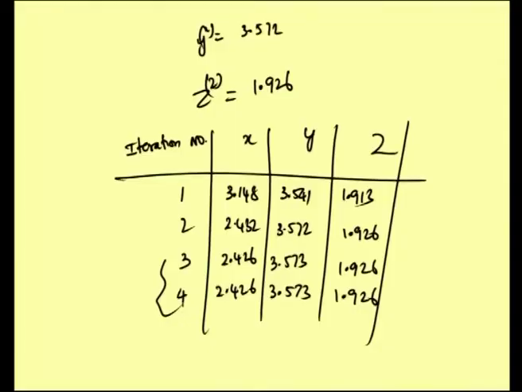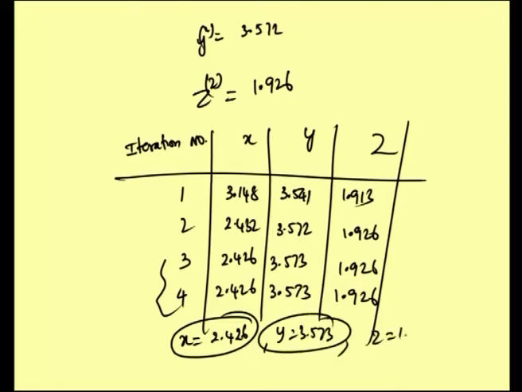We conclude the ultimate values: x is equal to 2.426, y is equal to 3.573 and z is equal to 1.926. This is the solution of the given system of equations by the Gauss-Seidel method. You can see the Gauss-Seidel method converges very quickly and we got the answer by the fourth iteration itself. So, it is better than the other iterative methods used for solving systems of equations.